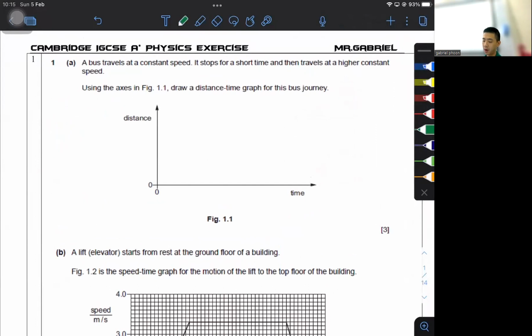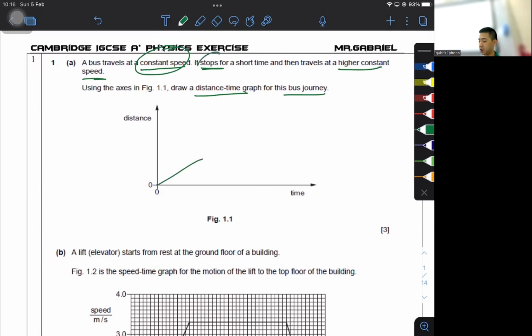If you look at the first question here, a bus travels at a constant speed. It stops for a short period of time and then travels at a higher constant speed. They ask you, using the axes in figure 1.1, to draw a distance-time graph for this bus journey. In a distance-time graph, which component represents the speed? The gradient, excellent. So constant speed means constant gradient, which means the first part is one straight line here.